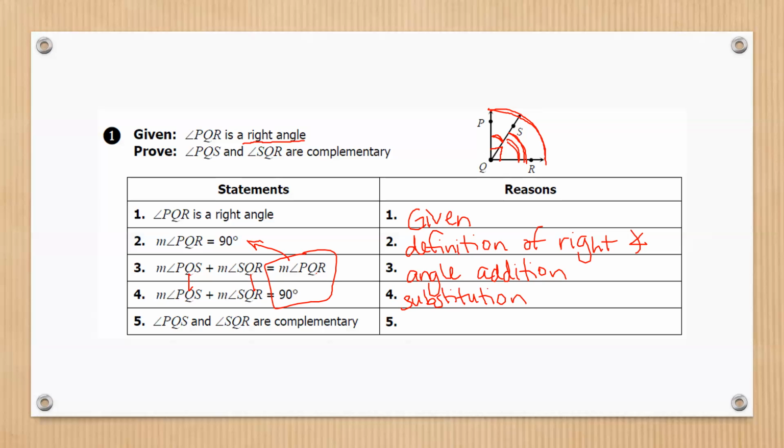And then the very last one, we're trying to prove that angle PQS and angle SQR are complementary. Remember that word complementary? What does complementary mean? Complementary means that they sum to 90. That's exactly what they do. They sum to 90. We just proved that in step 4. And complementary, that's a vocabulary word. So hopefully that kind of gives away what the reason is. It's the definition of complementary.